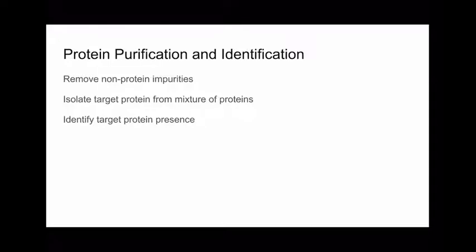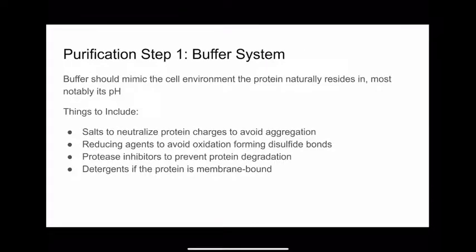So the first step in protein purification is to choose an appropriate buffer system that matches the environment the protein normally resides in inside the cell. In general, you want to keep the pH around the pH where the protein operates normally, and you will also want to include salts to neutralize charged proteins to avoid aggregation, reducing agents to prevent oxidation forming any disulfide bridges, protease inhibitors to prevent the protein from being broken down and degraded, and detergents if the protein you're interested in is bound in a membrane.